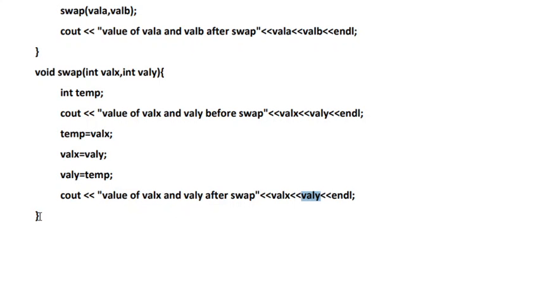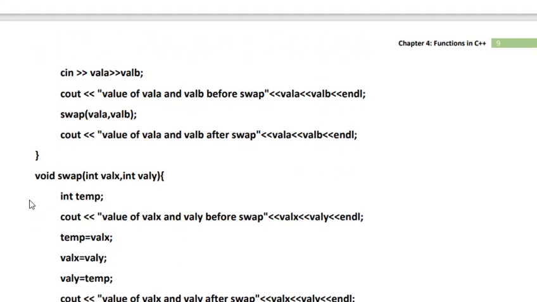Once the function execution is over, it goes back to the calling function, that is main. It returns the control here and then executes this particular statement, which prints the values of a and b. The values of a and b have not changed. The value of a has remained 5 and the value of b has remained 6. What has changed are the values of x and y, which are copies of a and b. So here again it will print 5 and 6.